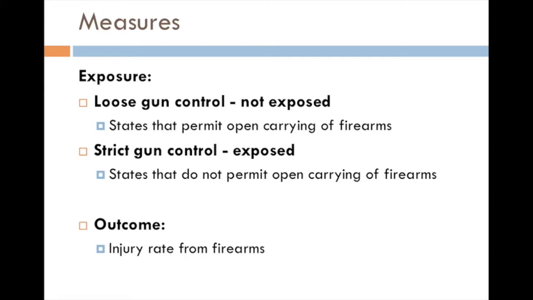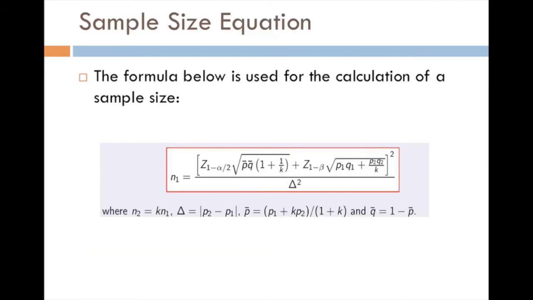To define our parameters, we will first look at exposure. Open carry and concealed carry laws will be used to classify the exposure. These laws determine how citizens can carry firearms in public, reflecting whether laws for gun control are strict. Our non-exposed group will be loose gun control. These are states where no permit is required or the law is unrestricted for open carry of firearms. The exposed group will be defined as strict gun control, or states that do not permit the open carry of a firearm. Since our outcome is defined as injuries from firearms, injury rates from firearms in each group can be used as our convenient measure for the outcome in the comparison.